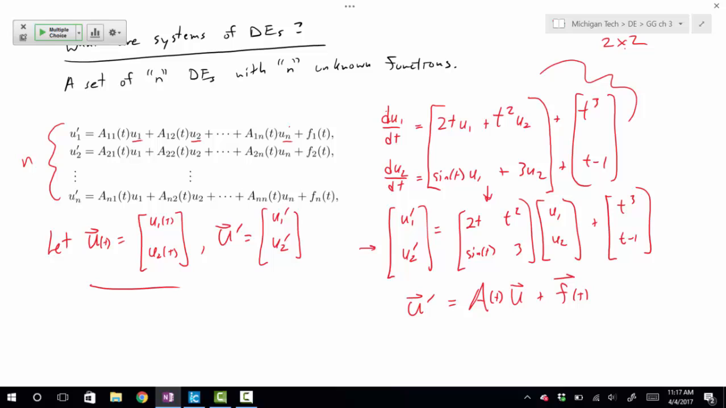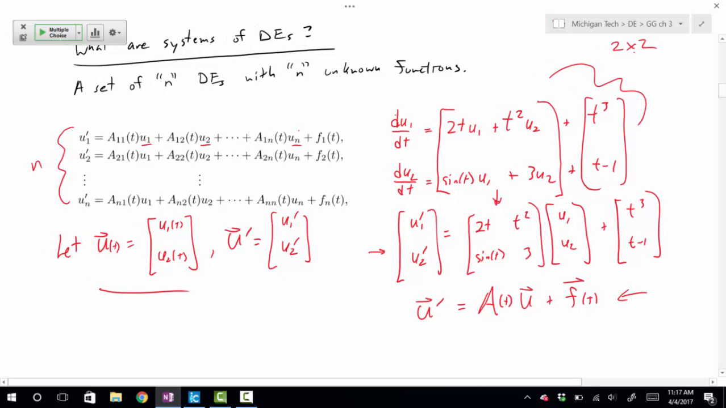That last notation is all I've got to write. That could apply to this 2x2 system. It could apply to a 1000 by 1000 system. It's still just this guy. The only thing that would change are the dimensions of U, A, and F. Okay? So any questions there about representing this system using this matrix vector notation?